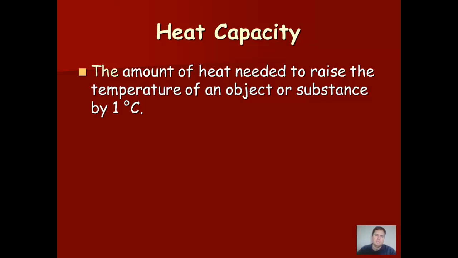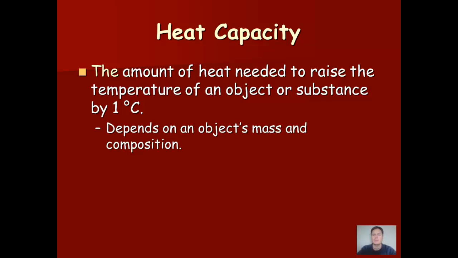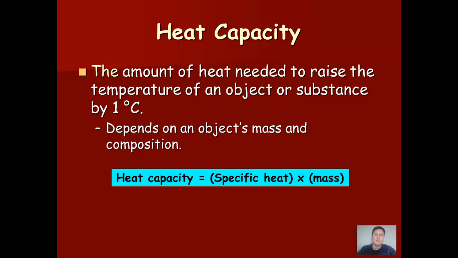And to calculate this, it depends on two things. The object's mass, how much of it there is, and then its composition. So our equation is specific heat times mass. Your specific heat relates to the composition, then there's your mass. Our units for this are going to be joules per degree Celsius. So how many joules does it take to raise it per degree Celsius? And we'll see in this next slide how we derive that.